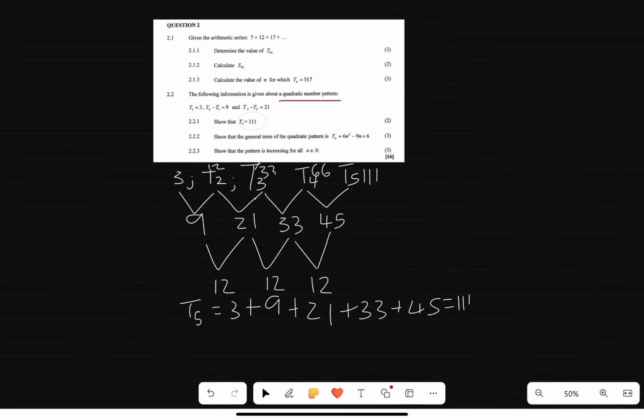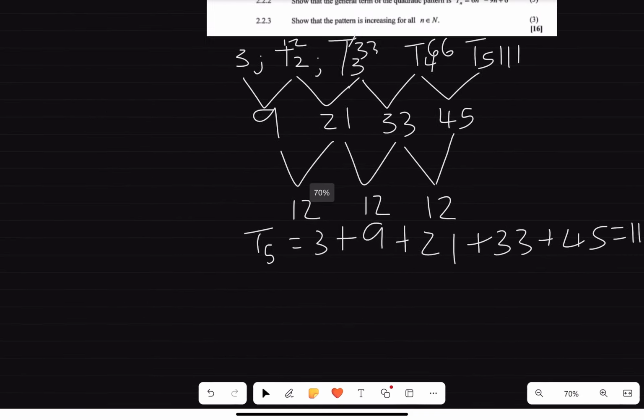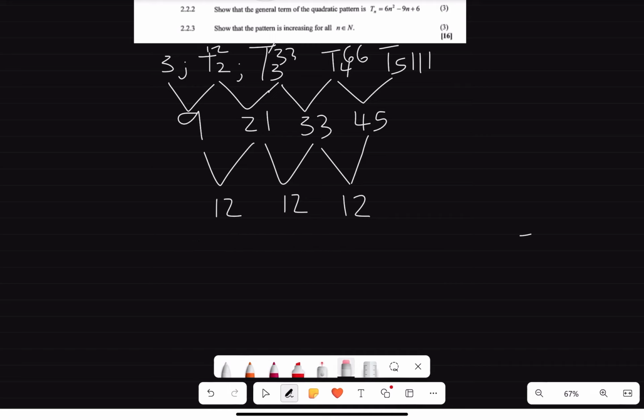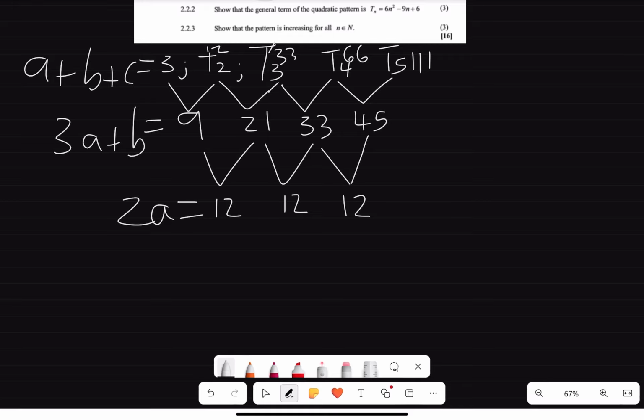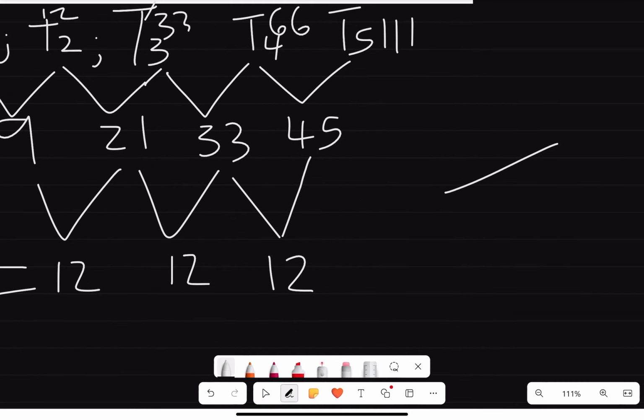Then they say, show that the general term of the quadratic pattern is that. Okay, sharp. Remember, ladies and gentlemen, we have a special formula that we use to do that. You know that the second difference is always 2a. The term 2 minus term 1 is always 3a plus b. The term 1 is always a plus b plus c. Now let's start solving.